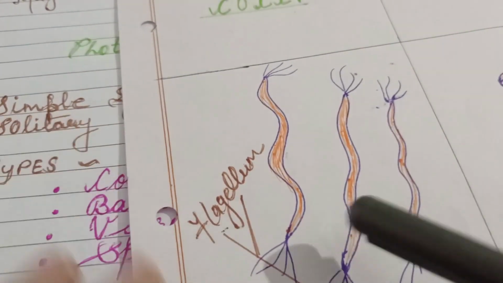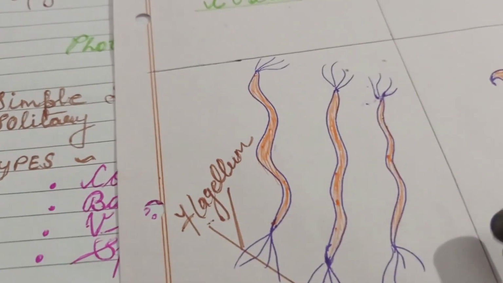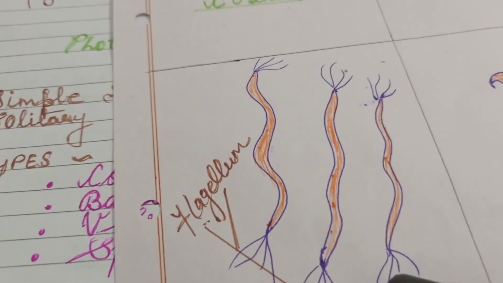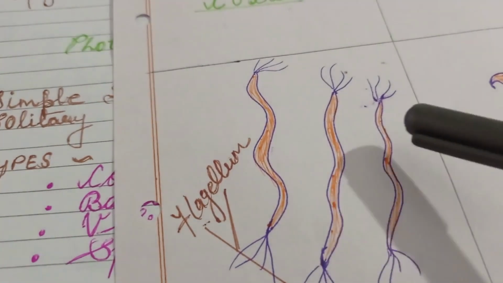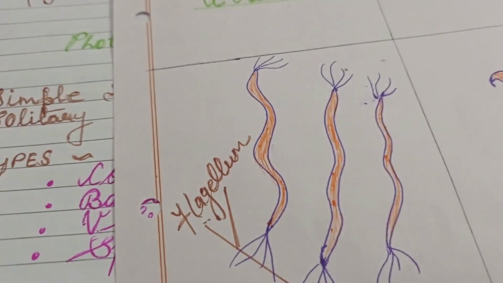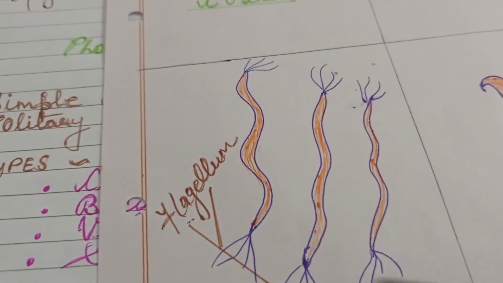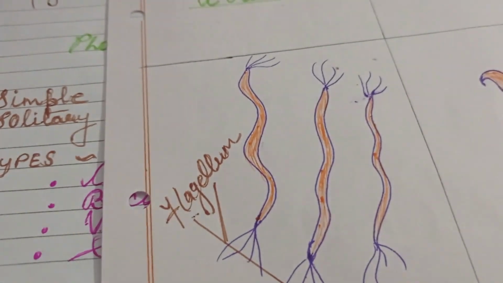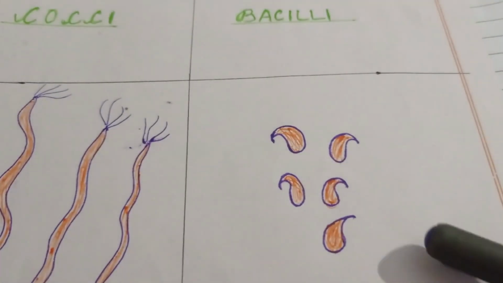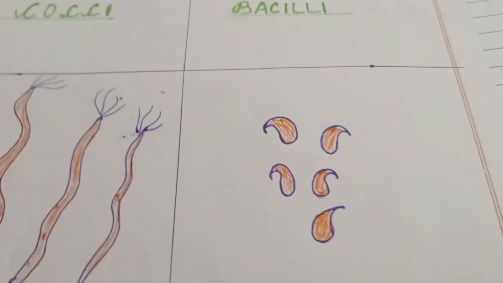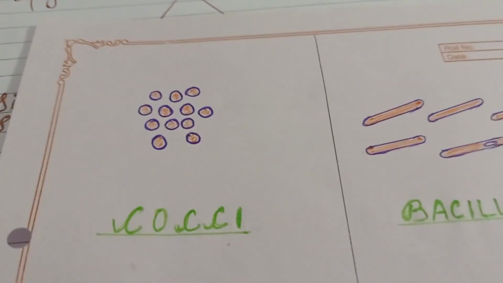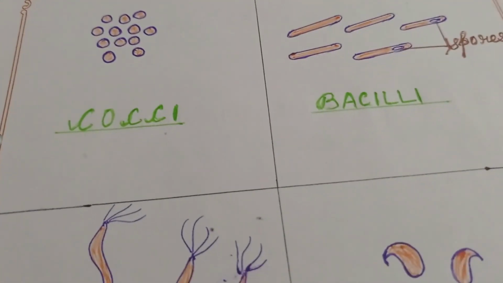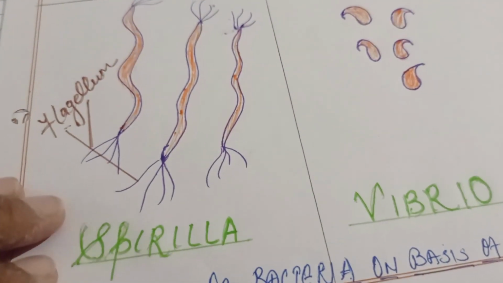Then you have spirillum bacteria, which is spiral in shape and it contains flagella, hair-like structures at their ends. That is for movement. So it is called as flagellum, singular, flagella, plural. They contain flagella. And then you have comma-shaped bacteria, that is called as vibrio. So on the basis of the shape, we have four types of bacteria: coccus, bacillus, spirillum and vibrio.